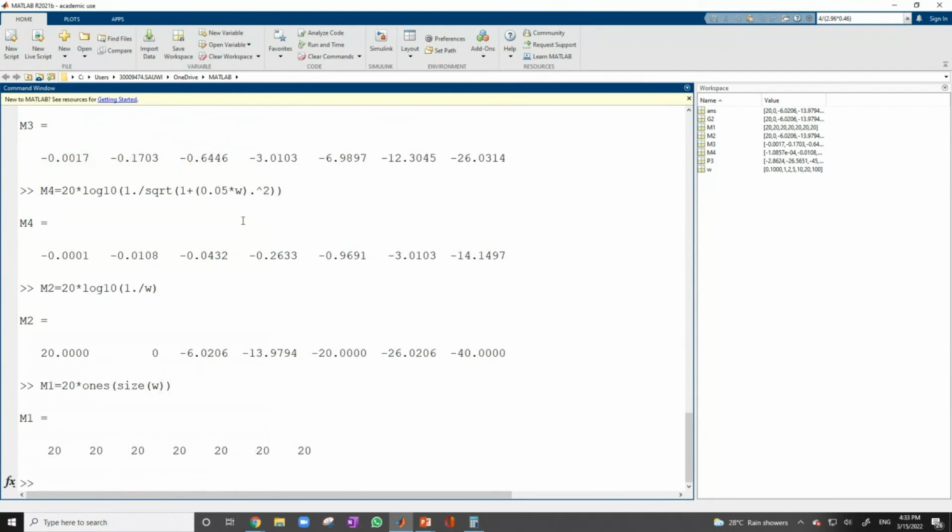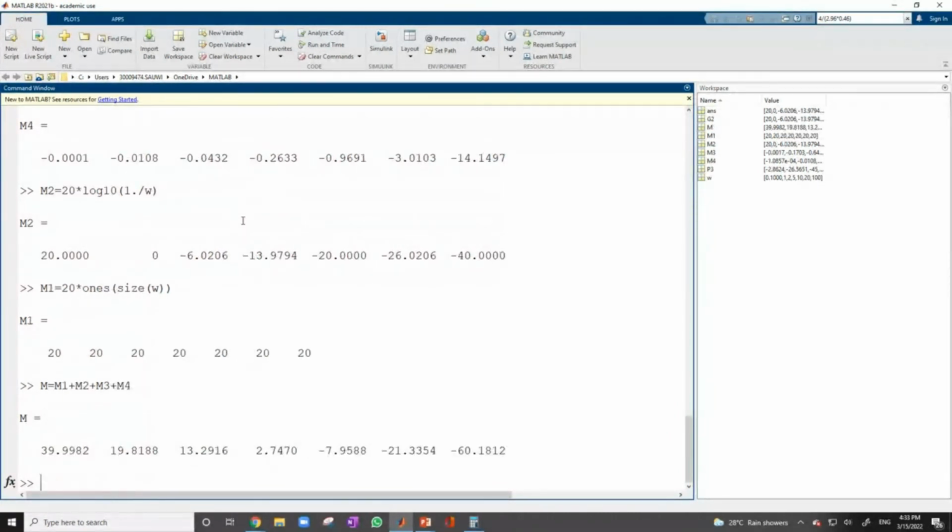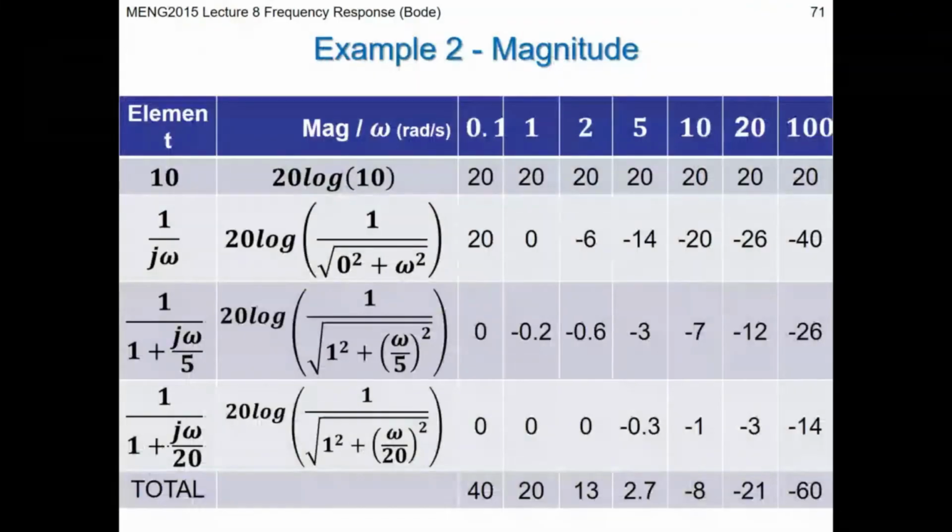There you go. That little function there to pick up. So the overall magnitude M is going to be M1 plus M2 plus M3 plus M4. So that's our overall magnitude values, right? For this, the first term is 40. Next term at omega is 1 is 20.